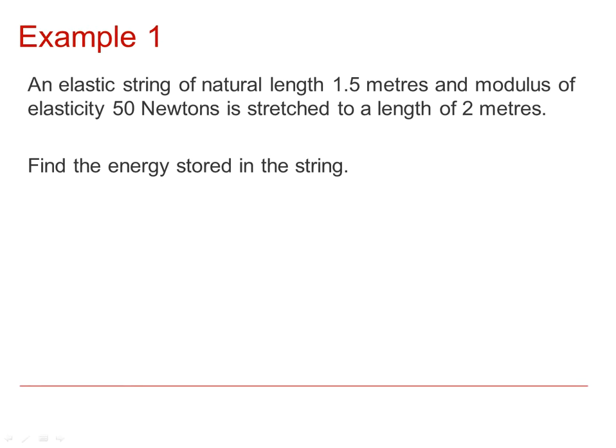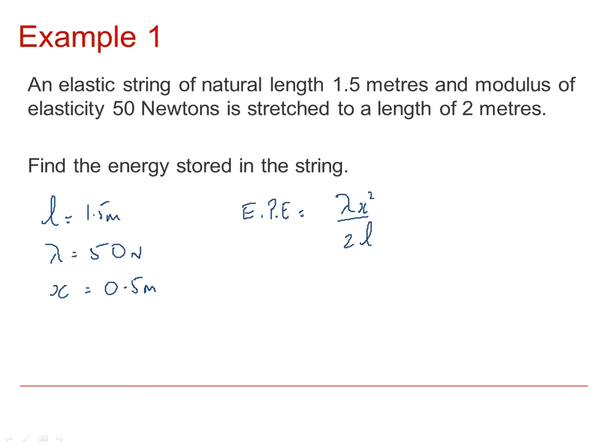Consider this simple example then, where we have a string of natural length 1.5, so this means that the value of L is equal to 1.5 meters. Modulus of elasticity, that's lambda, is equal to 50 newtons, and we have it stretched to a length of 2 meters. Therefore the extra extension x must be equal to 0.5 meters. So we know that the stored energy, the elastic potential energy, is equal to lambda x squared over 2L. So that will be equal to 50 multiplied by 0.5 squared divided by 2 times the natural length 1.5. And that turns out to be 4.17 to 3 significant figures, and because it's energy, the units are joules, so 4.17 joules.